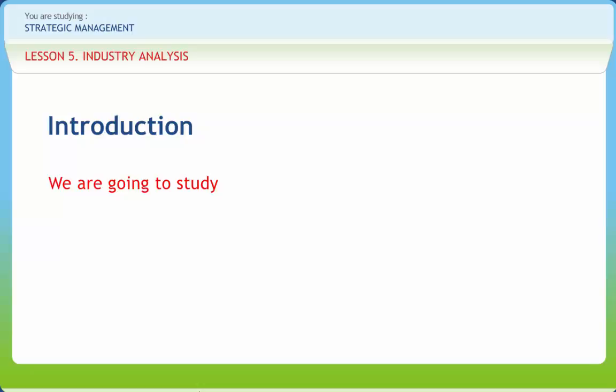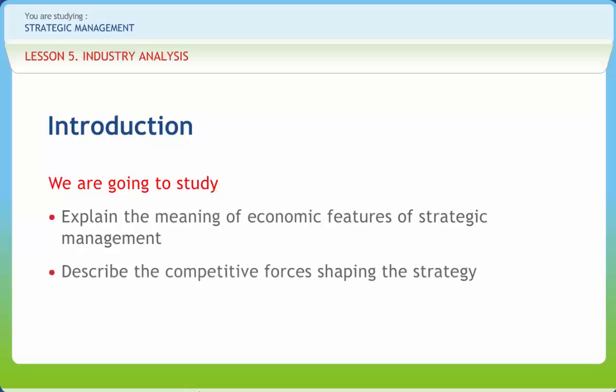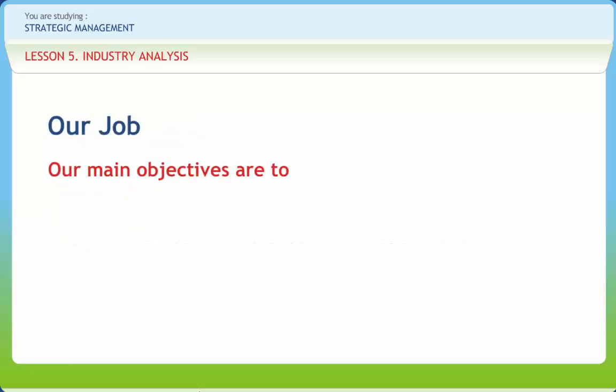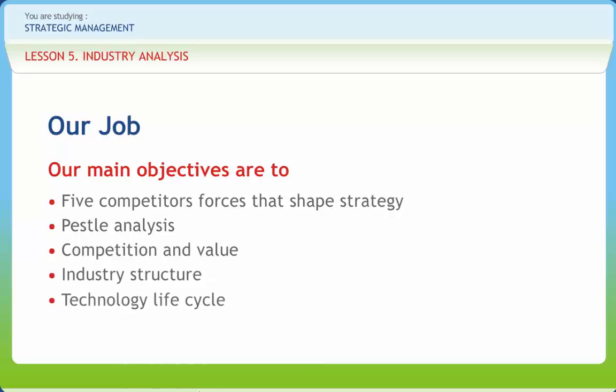In this lesson, we will explain the meaning of economic features of strategic management, describe the competitive forces shaping the strategy, and define competition and value. After going through this presentation, you should be able to explain 5 competitive forces that shape strategy, PESTLE analysis, competition and value, industry structure, technology life cycle, and typical steps in industry analysis.